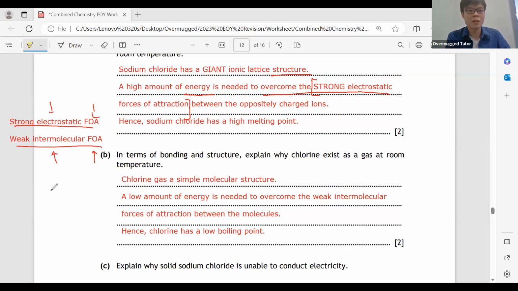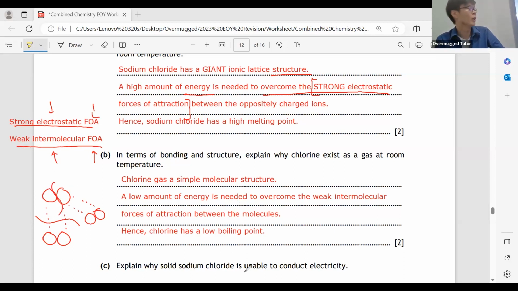Okay, so for visual illustration, okay, when you heat all these simple molecular structure substances, what you are breaking is the weak intermolecular forces of attraction between the molecules. You are not breaking the covalent bonds. Okay, even though they are covalent substances.